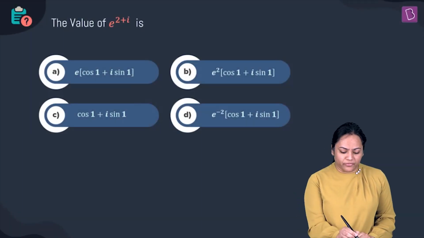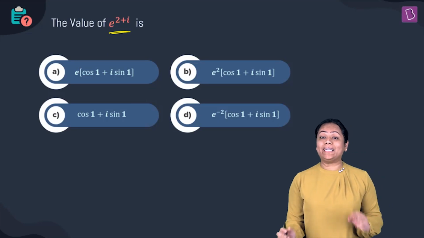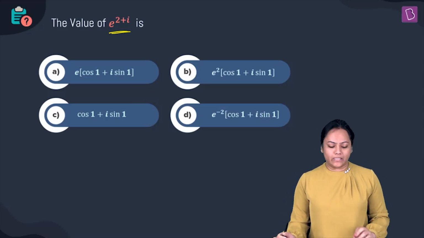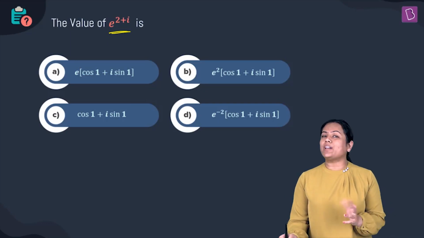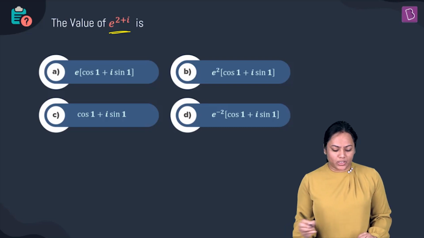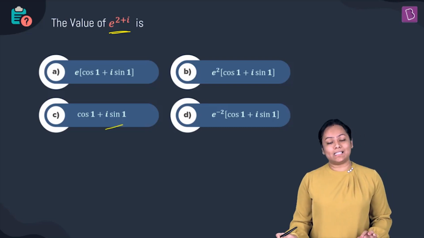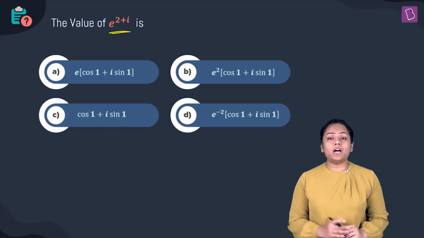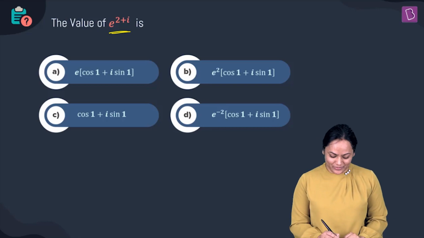The value of e raised to 2 plus iota is, and they have given us 4 options, mostly in terms of e or e square or e raised to minus 2, and the third option is cos 1 plus iota sine 1. So definitely I have to convert this into a polar form, right? How are we going to do this? Let's find out.